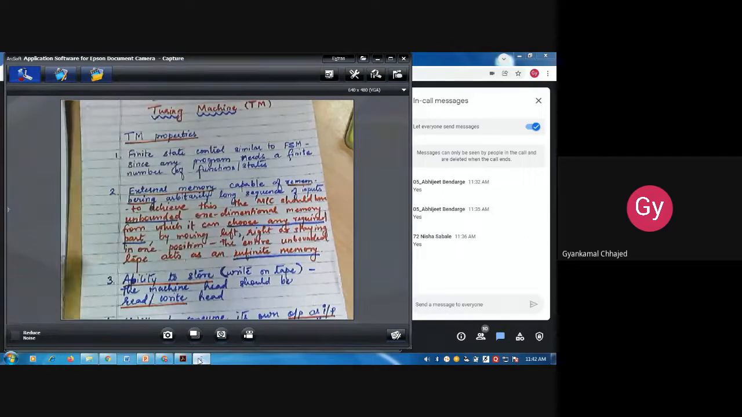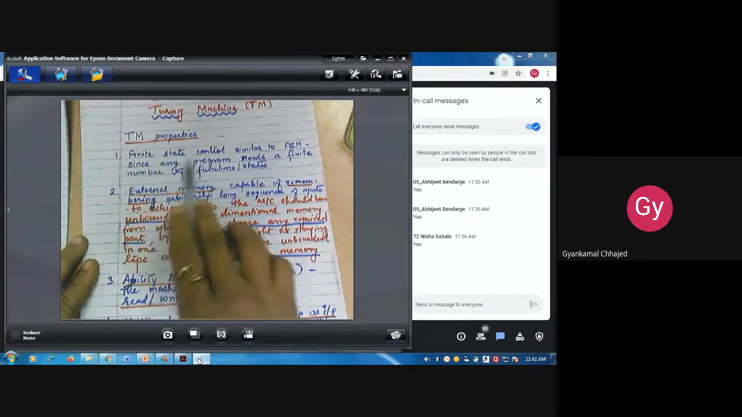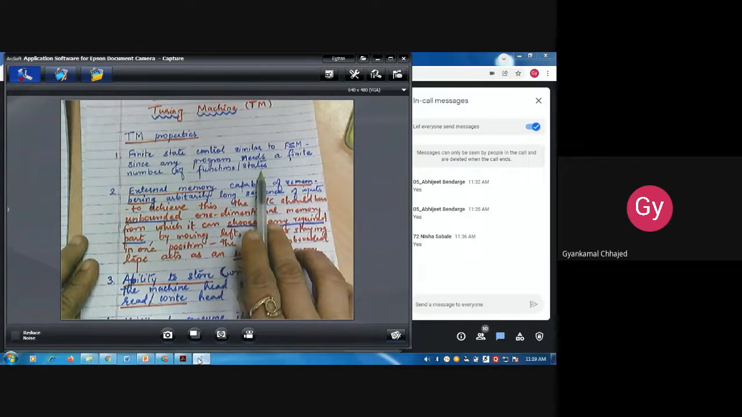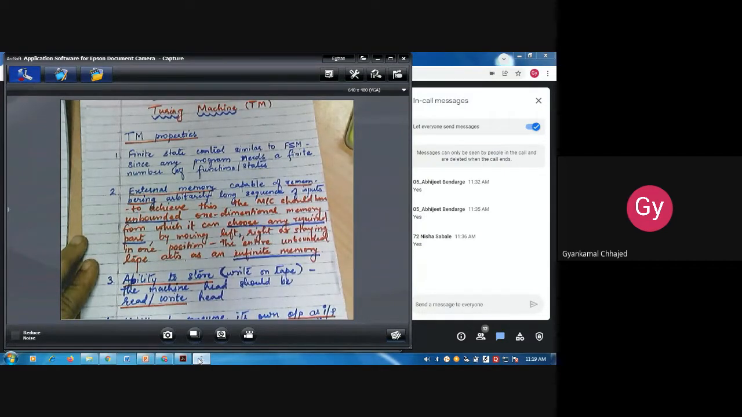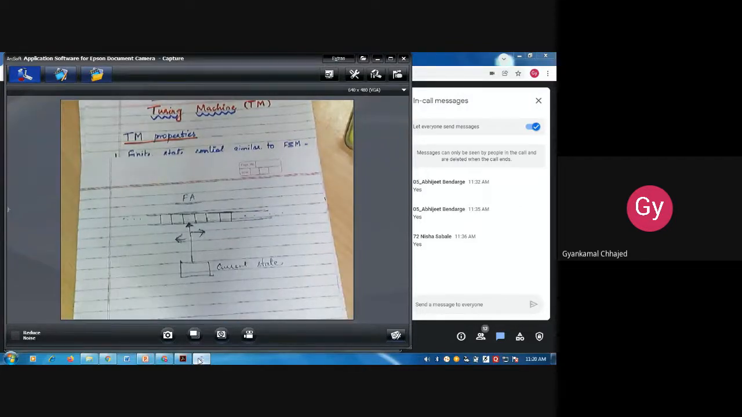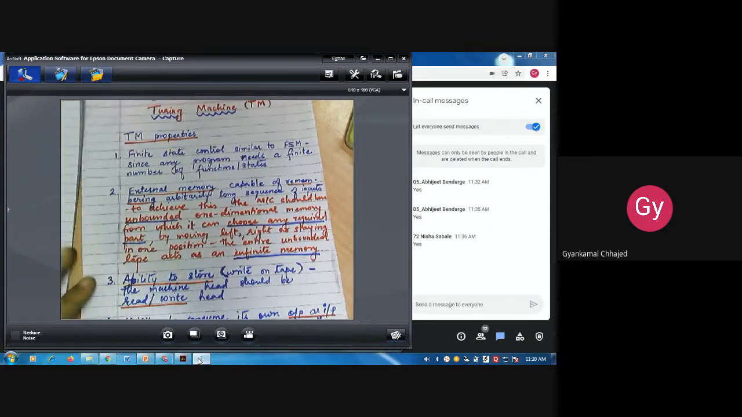Now here we have finite state control similar to finite state machine, since any program needs a finite number of functions or states. So we need a machine, that is the Turing machine, which has a finite number of states. Next is external memory capable of remembering arbitrarily long sequences of inputs. To achieve this, the machine should have unbounded one-dimensional memory from which it can choose any required part by moving left, right, or staying in one position. So the entire unbounded tape acts as infinite memory. As I have told you, it has a large range of cells to store the information.